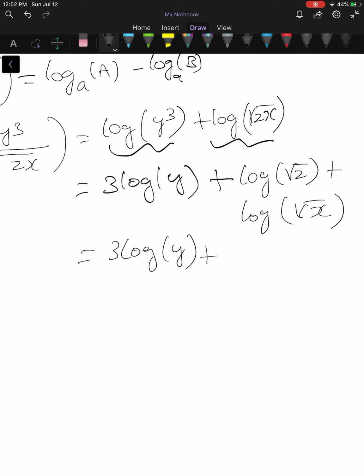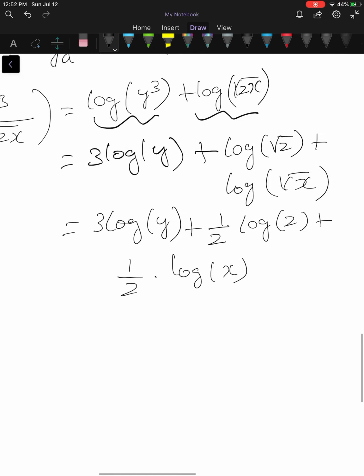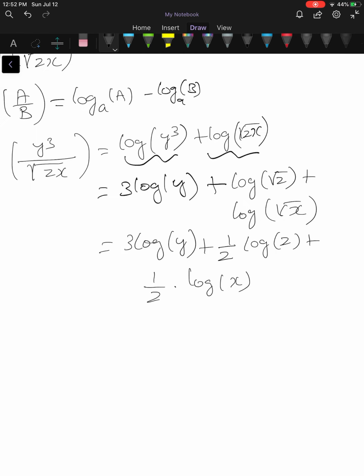So again you can simplify your second and third term. You can expand it to be half log of 2 plus half times log of x. So this is the maximum expansion that is possible. So you have to expand it until further simplification is not possible. So only then you will be getting full points when you are asked to solve these in exams or quizzes.